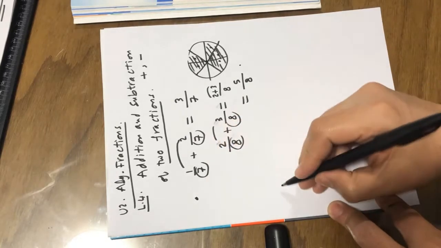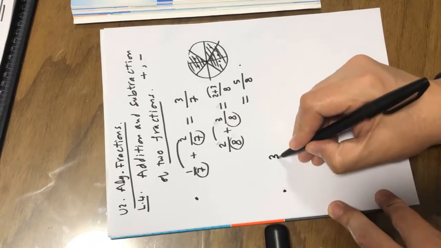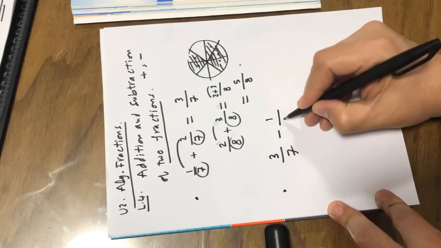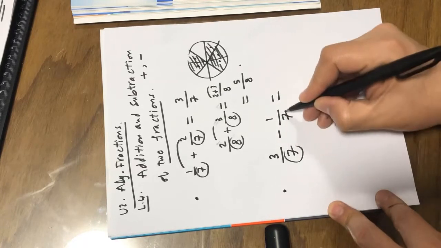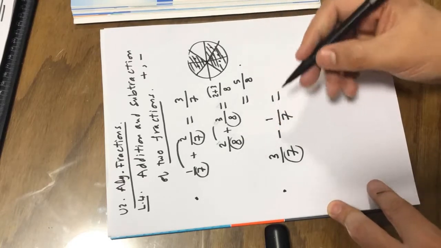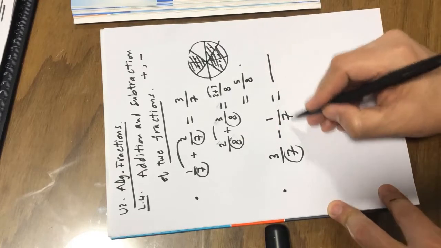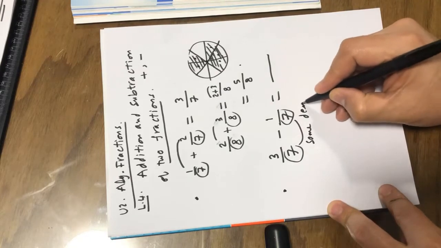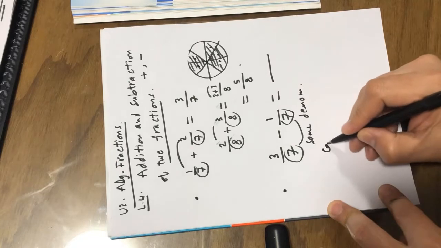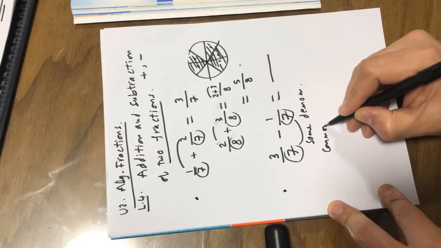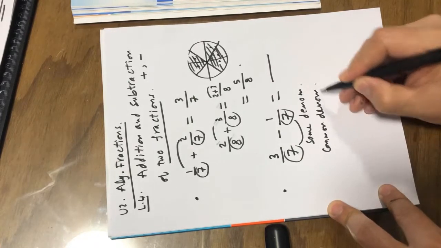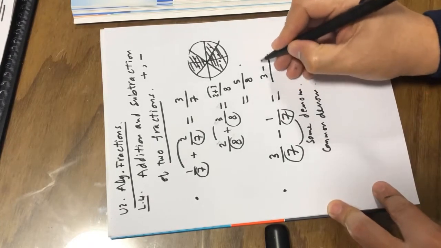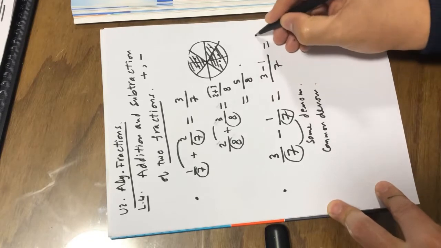The same for subtraction. 3/7 minus 1/7. To be sure when we do addition or subtraction, to be sure that we have the same denominator or common denominator. Otherwise, we cannot do addition or subtraction of fractions. So we have 3 minus 1 over 7, which is 2/7.